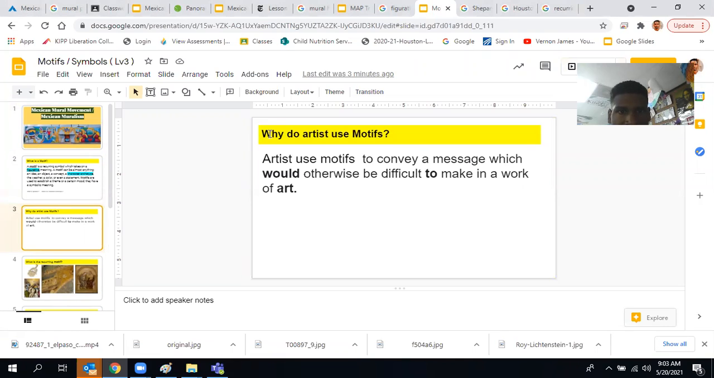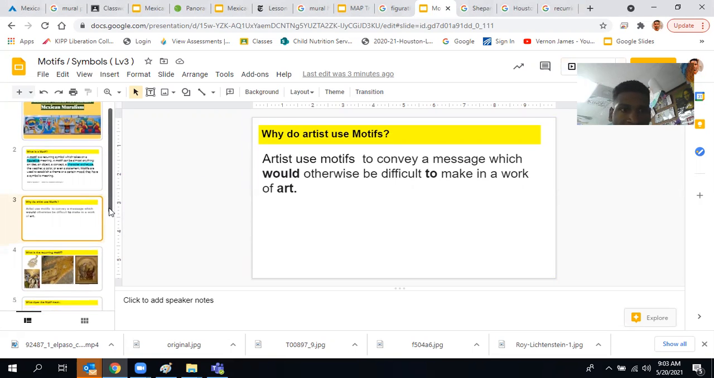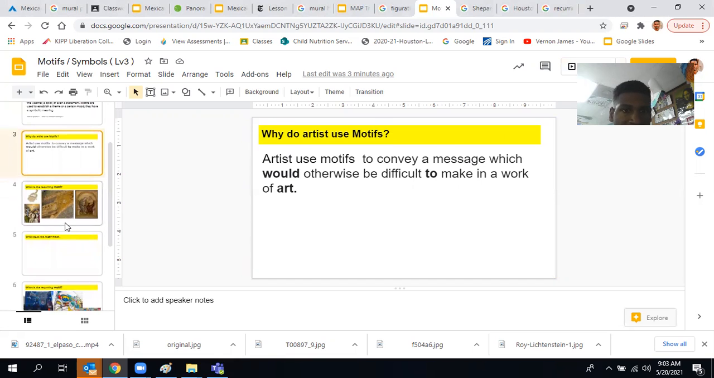All right. Then, why would an artist use a motif? Artists use motifs to convey a message that would otherwise be difficult to make in a work of art. So sometimes the idea is so big or the concept is so big that you just want to put a picture of this thing that is the meaning of this big concept that you want to convey. All right, so let's look at a couple of motifs.